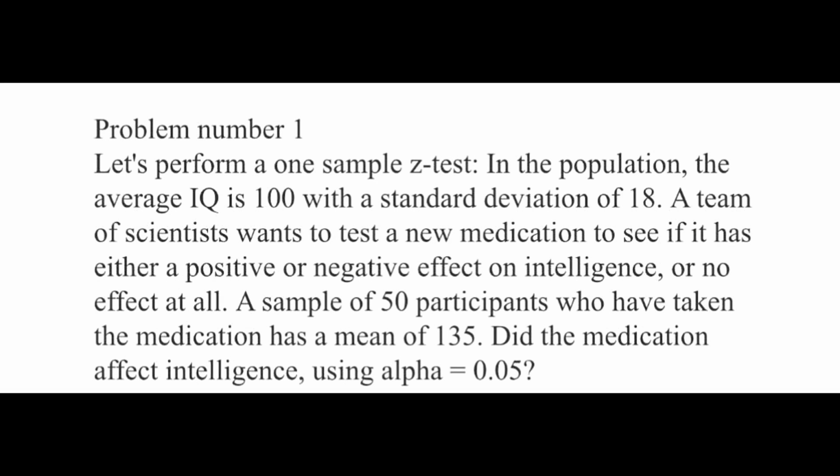In the population, the average IQ is 100 with a standard deviation of 18. A team of scientists wants to test a new medication to see if it has either a positive or negative effect on intelligence, or no effect at all. A sample of 50 participants who have taken the medication has a mean of 135. Did the medication affect intelligence using alpha equals 0.05?